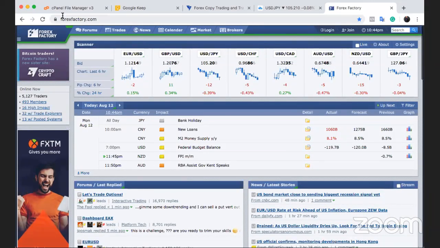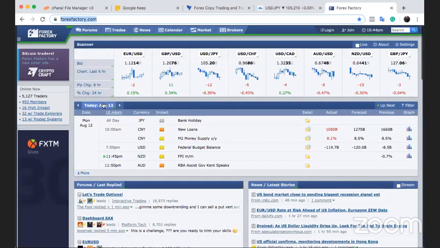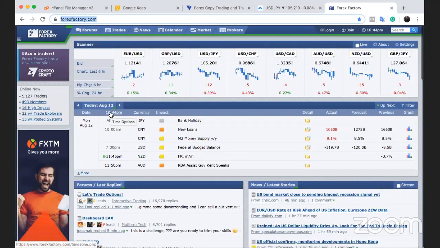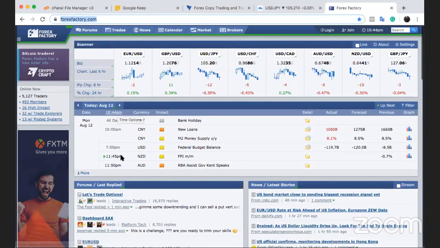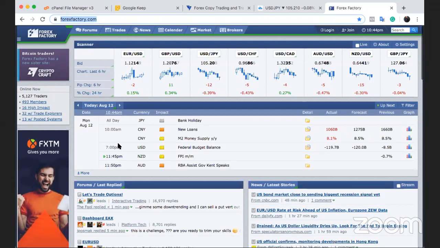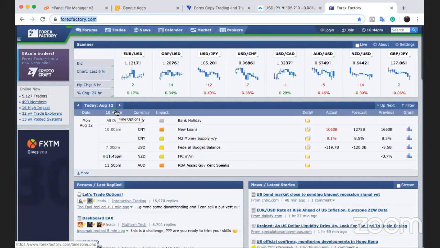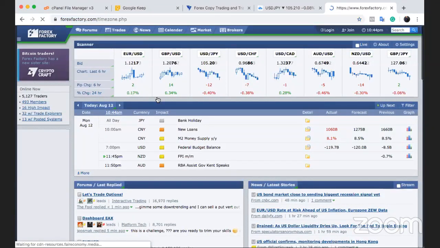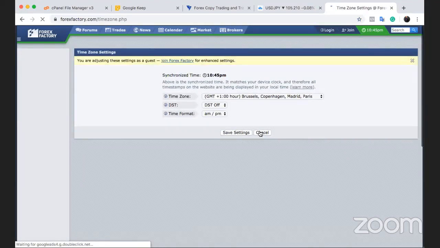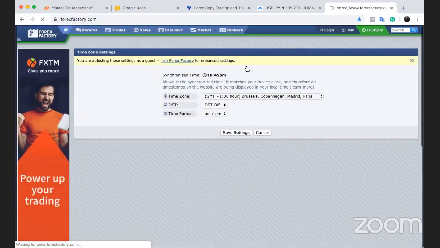So the site name is forexfactory.com. You go there and you get news that are coming up for that day. So you look at the time. Make sure the time you have here is the same time that you have on your phone or your laptop. Because if this time is not corresponding to your laptop time, that means you're using another time. So if it's not corresponding, just click on the time. It will take you to the page where you can change the settings of your time, and then you're good to go. So make sure it's the same time.